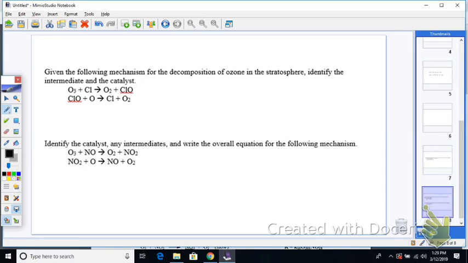Okay, so the catalyst in this first case is what? It's a reactant, but then it's also produced and then falls out when you add them together. It's chlorine. So chlorine is your catalyst here. And then your intermediate is ClO, right? Okay, so in that reaction, if we add them together, that would be O3 plus O gives you 2O2.